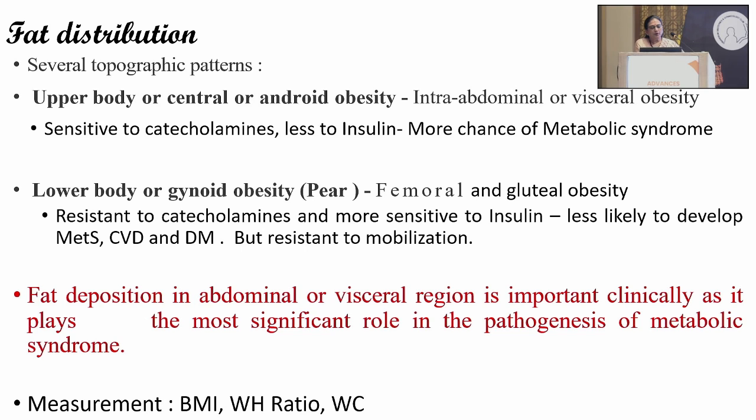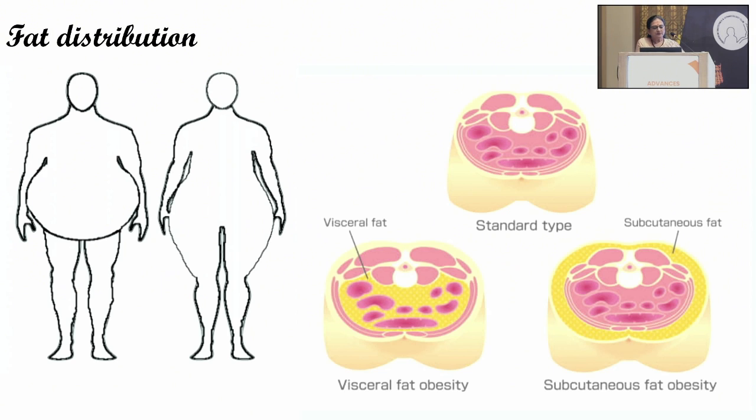Second is the lower body or the gynoid obesity, or the femoral or the gluteal obesity, which is resistant to catecholamines but more sensitive to insulin. So they are just less likely to develop metabolic syndrome, cardiovascular disease, and diabetes, but they are resistant to mobilization. It's very difficult to shed a gynoid fat. So fat deposition in abdominal or visceral region is important clinically, as it plays the most significant role in the pathogenesis of metabolic syndrome.